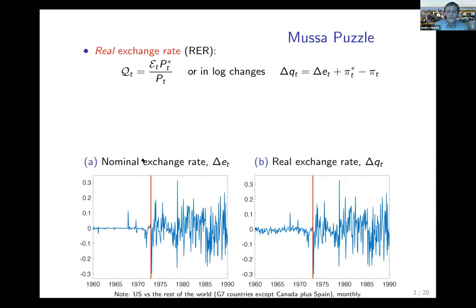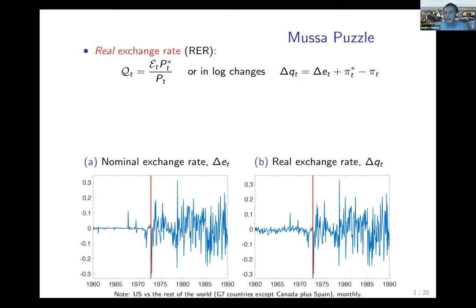On the left-hand side, we have changes in the nominal exchange rate of the US against seven other countries. And you can see that up until the end of the Bretton Woods, the exchange rate was pretty stable, right? Except for a few large depreciations and appreciations, the exchange rate didn't move much. And then starting from 1973, we see that the exchange rates become very volatile. These are annualized changes and the standard deviation is about 12 percentage points per annum.